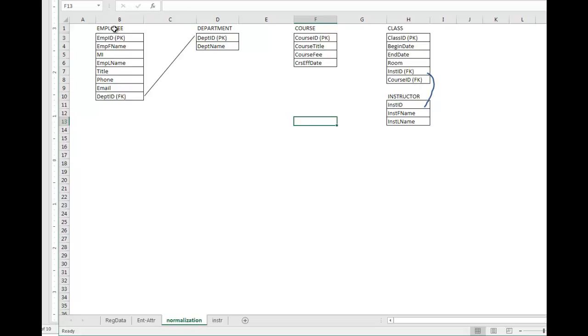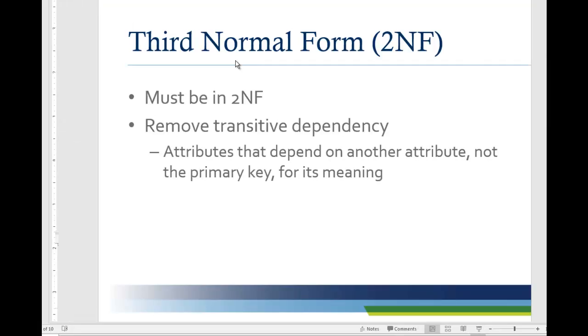So again, the foreign key always resides in the many side of the relationship. And again, the same goes with employee and department. Employee is the many side of the relationship, so that's where the foreign key is placed. And we also draw a line between course ID in course and the course ID foreign key in class. Now we want to move on with the next step, which is to make sure that your tables are in third normal form.